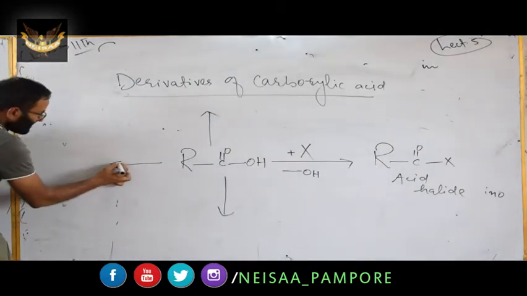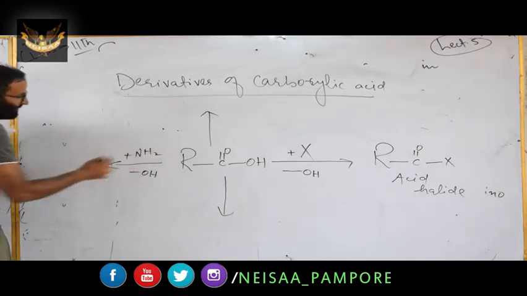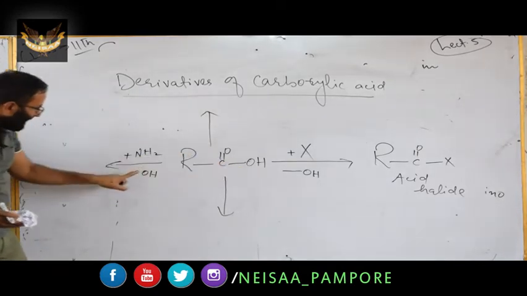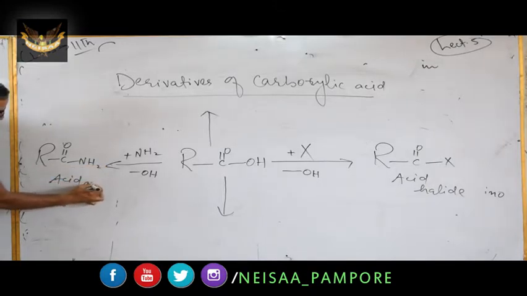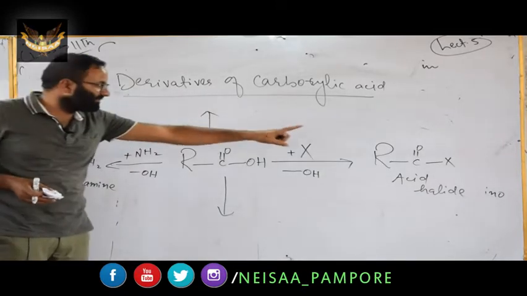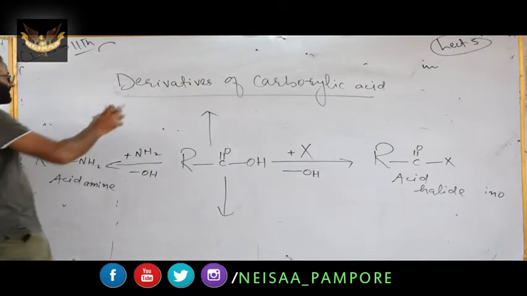If you replace OH by amino group NH2, you will have acid amide. This is another derivative of carboxylic acid. Acid halide is the first derivative. Acid amide is another derivative of carboxylic acid.